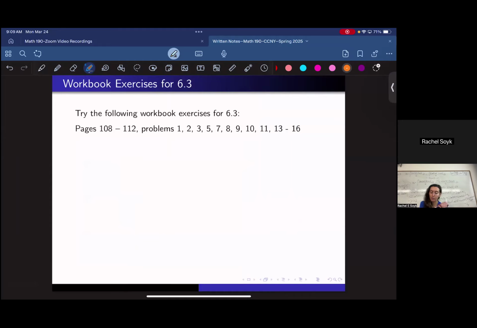These are some extra supplemental material for section 6.3. I think this is probably one of the most challenging sections of the course, so I actually recommend you doing all of the problems from the workbook in addition to the MyOpenMath. But these ones you should definitely do.